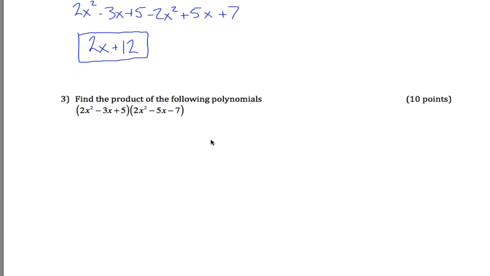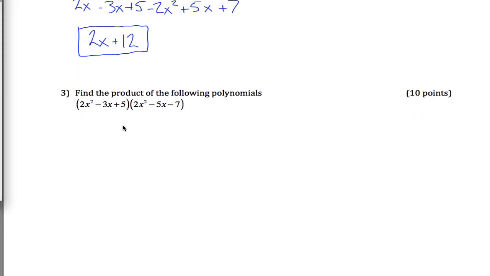Find the product, the last one. That's good. These take a little bit longer. The product of these polynomials. So when you're multiplying polynomials, you can't just take this term and multiply it by this term, and then multiply your x terms and multiply your constants. It doesn't work that way. It's a little bit different than addition and subtraction.